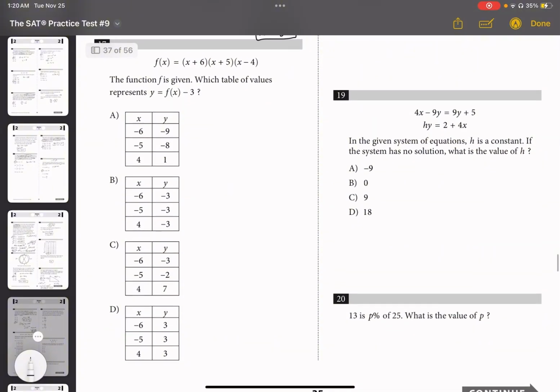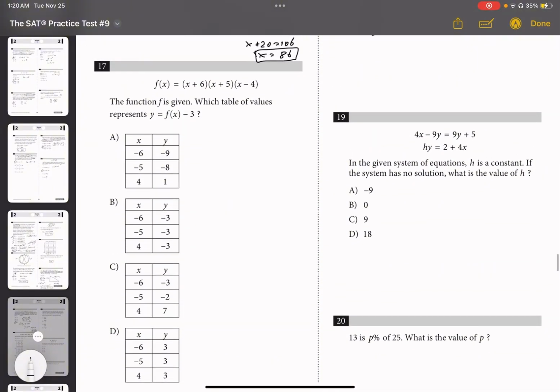Last question for the day. The function f is given. Which table of values represents y is equal to f of x minus 3? Okay, so we are plugging in the same x points for each of these tables. And we know that when we plug in -6 to f of x, we're going to get 0, because this is going to be 0. When you multiply anything by 0, it gives you 0. And with -5, same thing. And with 4, same thing.